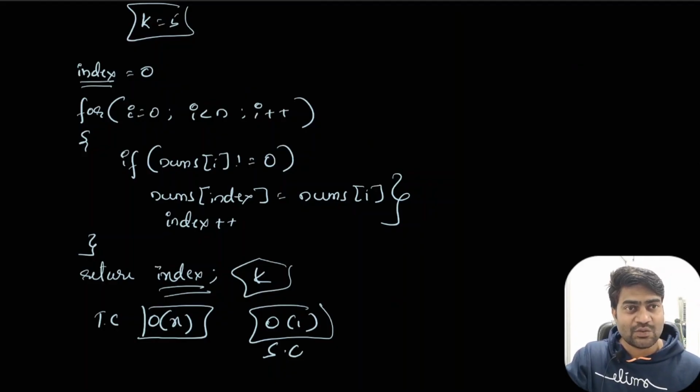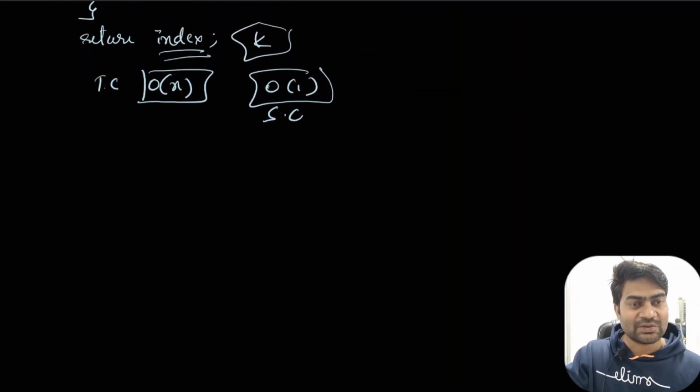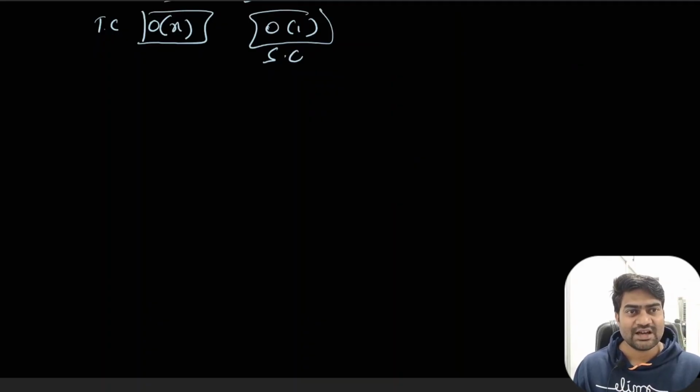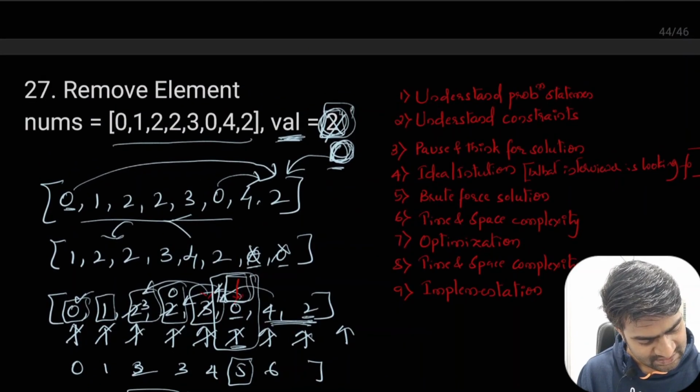Okay, so this is one optimal solution, and we can also solve this in one more optimal way. So let us try to look into that. When we were looking into the statement of the problem, we saw that the order really does not matter when you remove the val from the nums array. So we will keep that in mind. And now let us try to come up with a different solution. Let me copy this array.